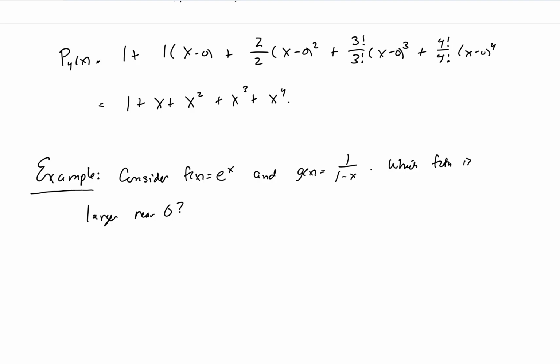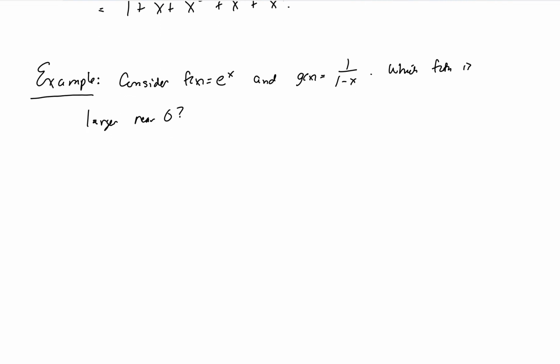Okay, so let's consider f of x to be e to the x and g of x to be 1 over 1 minus x. And let's see which function is larger near 0. So we're going to use Taylor polynomials to see this. Let's use p2 of x to determine this.